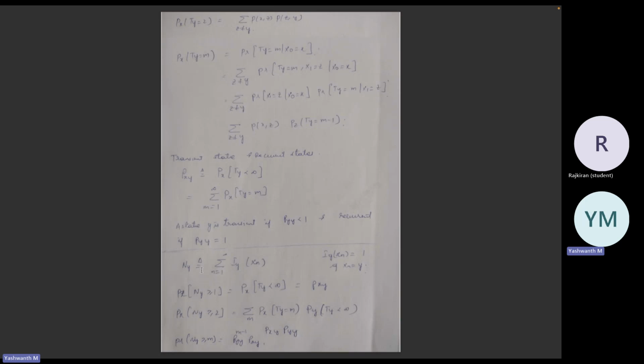Okay, so now let's define the quantity number of visits to y, Ny, that's what I meant here. Number of visits to y is the sum of the indicator function of state y of xn, right? This is 1 only if xn is equal to y, else it is 0. Okay, now what is the probability that Ny is at least 1, right? So this is same as saying that you visit y eventually, right? So that's just this quantity.